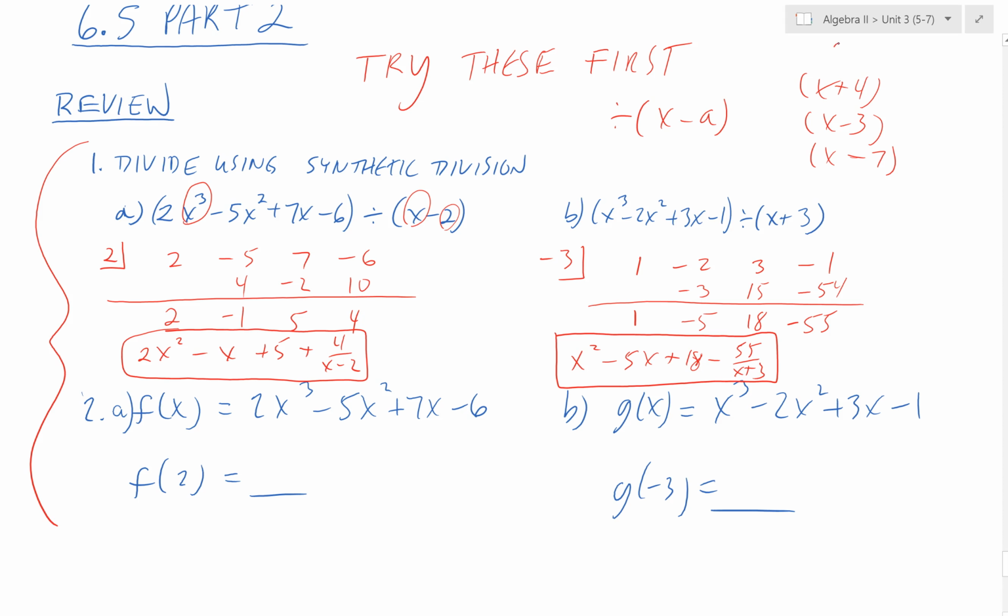If it was a 2x plus 5, we can't use synthetic division for that. If it was an x squared plus 2, we can't use synthetic division for that. It has to be of the form x minus a. So if you have something like 2x plus 5 or x squared plus 2, what do you have to do? Long division. Okay, you have to do long division.